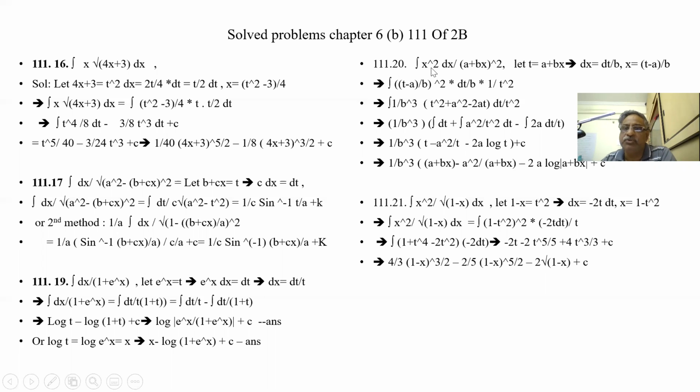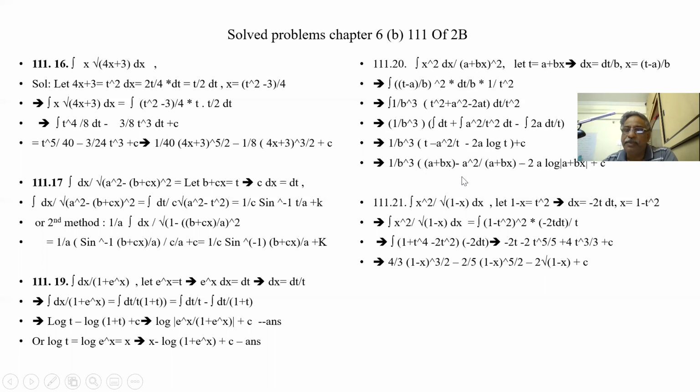You substitute x square as t minus a by b whole square, and dx is dt by b. This is 1 by t square. When I separate it, I am getting an integrable form: integral dt, integral a square by t square, integral a dt by t. This is log t. This is minus 1 by t. This is t, t minus 1 by t. This is log t. So in place of t, you go back to my substitution.